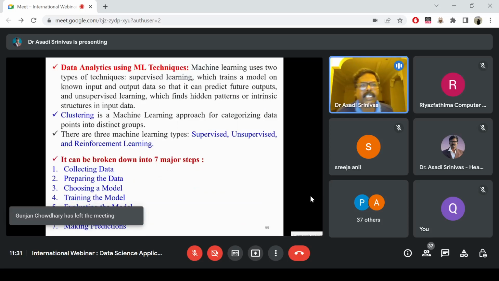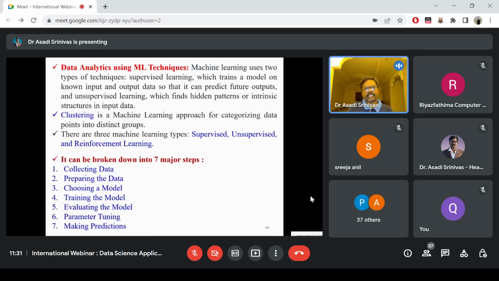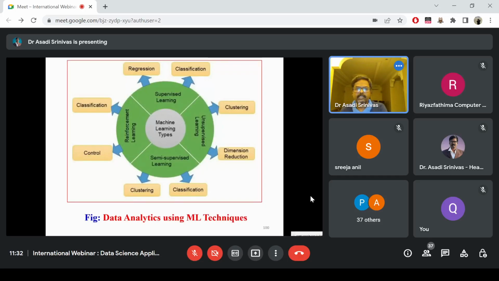The final one, data analytics using machine learning techniques. We are using various types: supervised, unsupervised, and reinforcement learning. So it can be broken down into 7 major steps in data analytics using machine learning. So collecting the data, preparing the data, choosing a model, training the model, evaluating the model, parameter tuning, making predictions. So these are the data analytics using machine learning techniques.